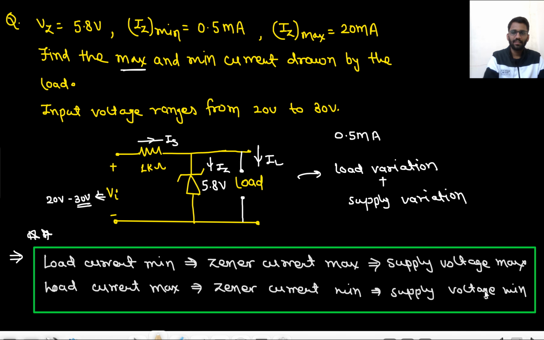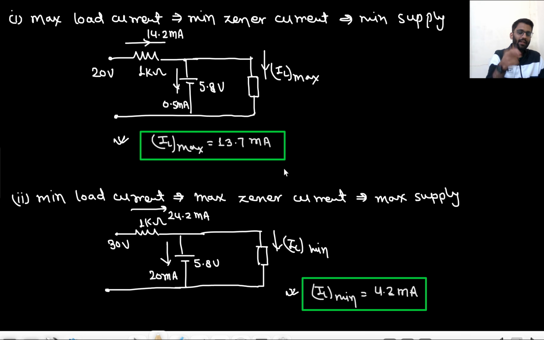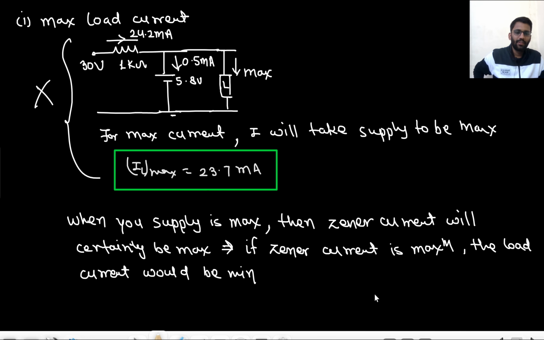Now this question is asked in the exam. In 2 marks, everyone will solve the question very quickly, and everyone will solve like this, because here you are getting 23.7 milliampere current, right? And here you are getting maximum current as 13.7. So everyone will think, oh, this is the more current, that means this should be the answer. But what is the catch here?